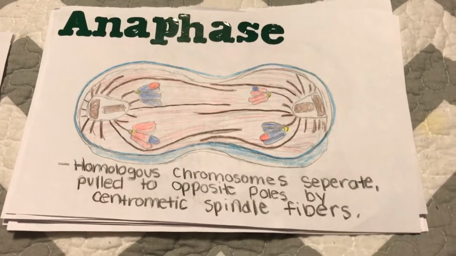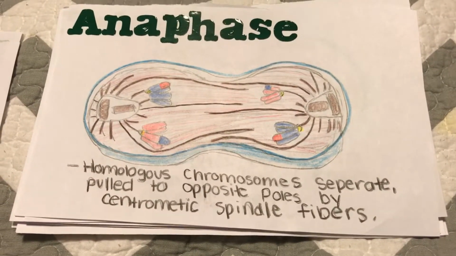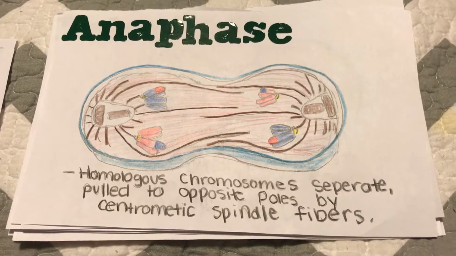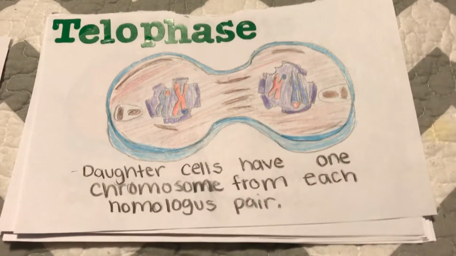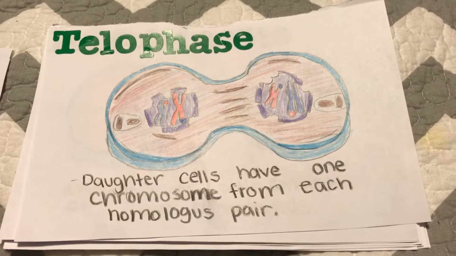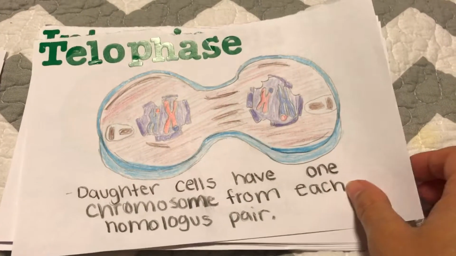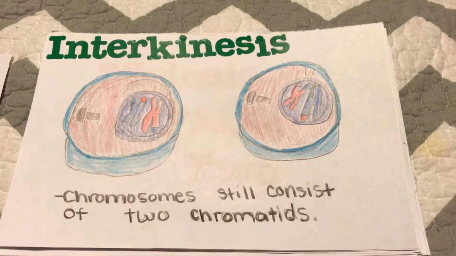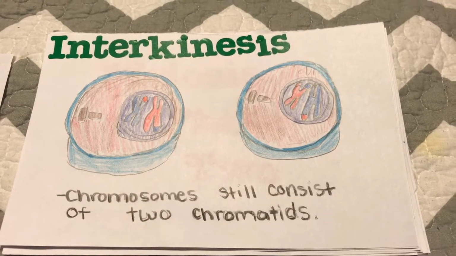Anaphase. Homologous chromosomes separate, pulled to two opposite poles by centromeric spindle fibers. Telophase. Daughter cells have one chromosome from each homologous pair. Interkinesis. Chromosomes still consist of two chromatids.